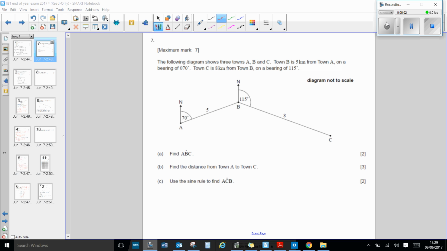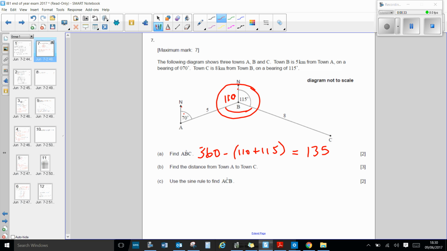Okay, next one, find ABC. So we're trying to find this angle here. We know these are both what are called parallel, so these two angles have to add up to 180. So that has to be 110. So we know that these angles add up to 360. So it's going to be 360 subtract 110 plus 115, which gives 135.